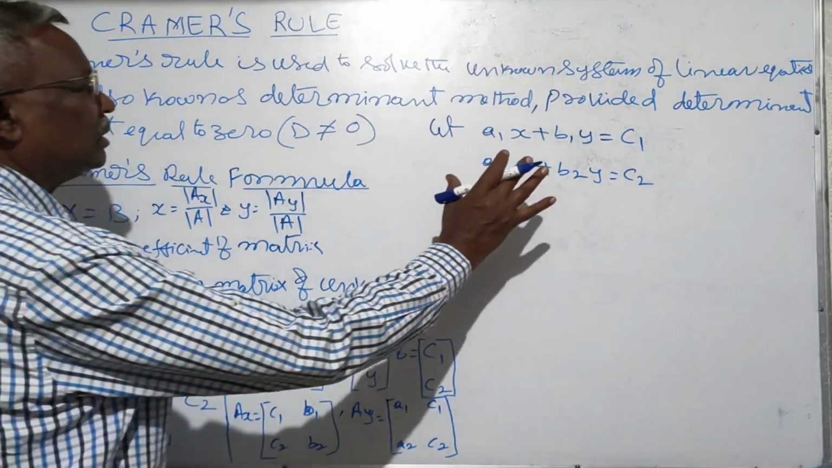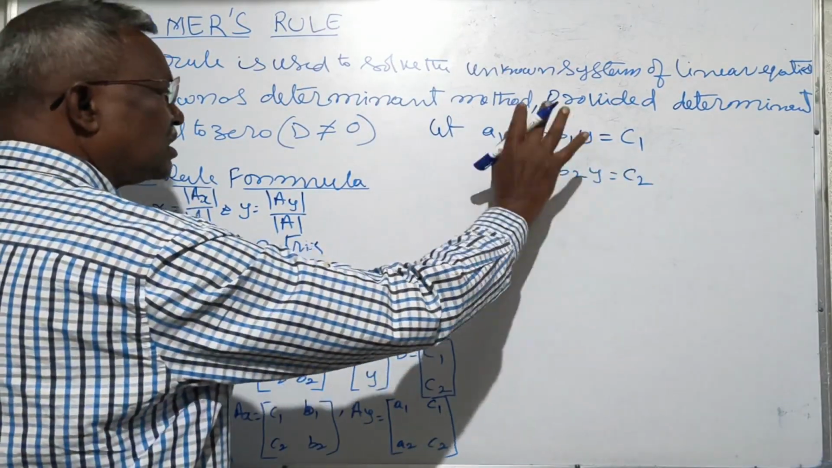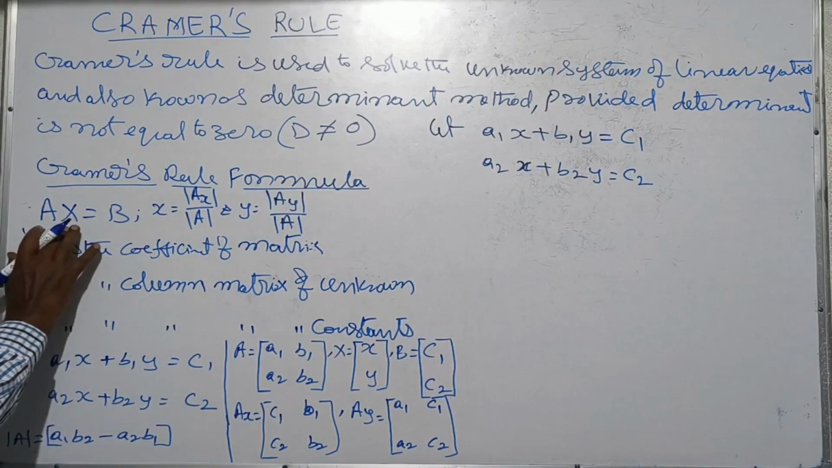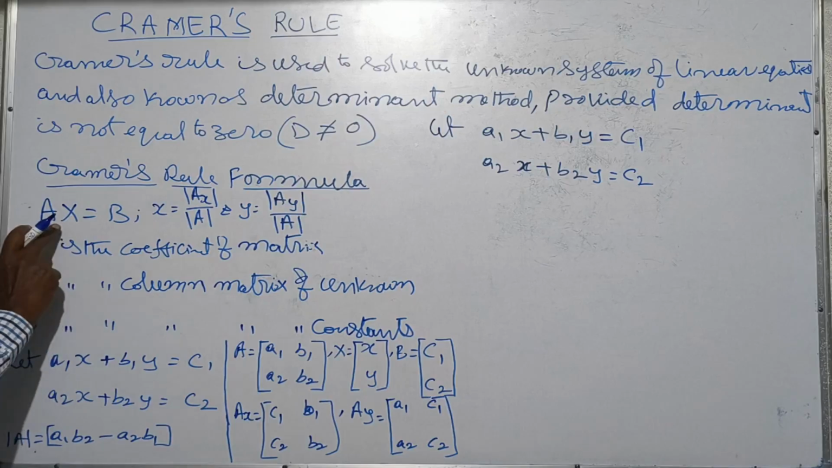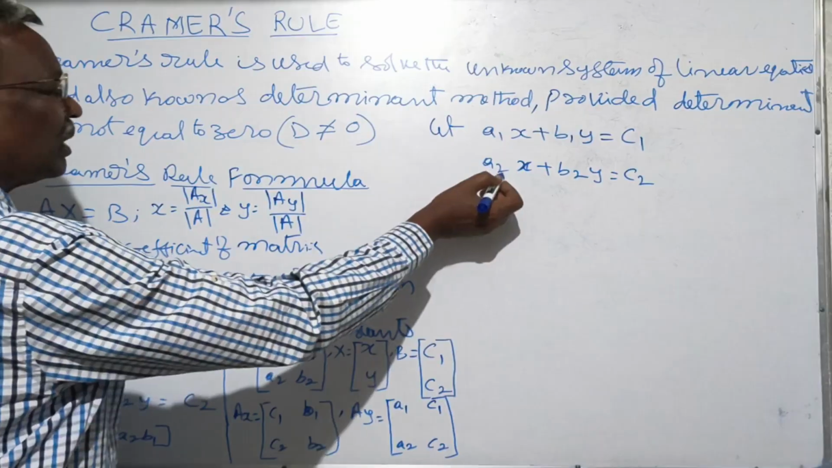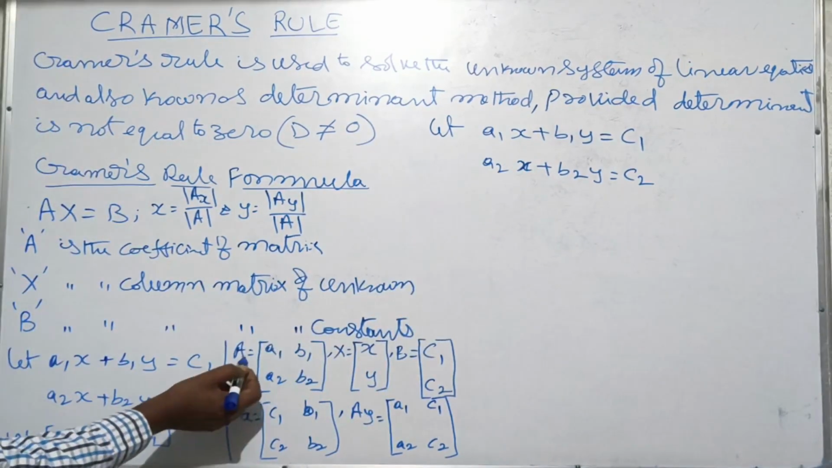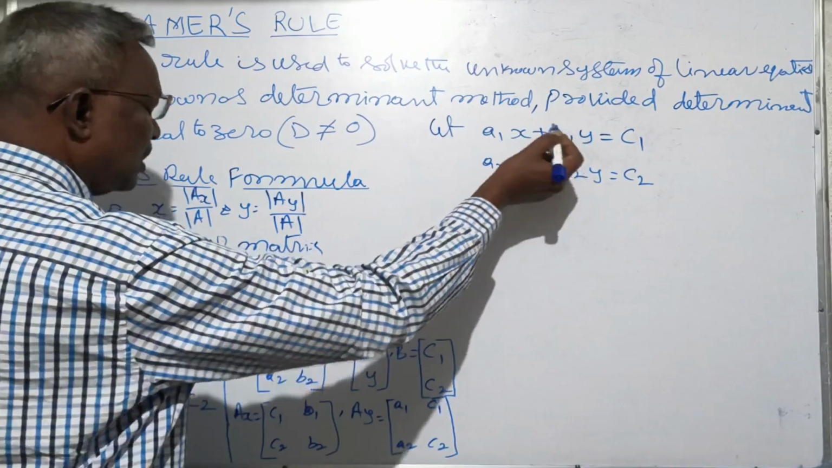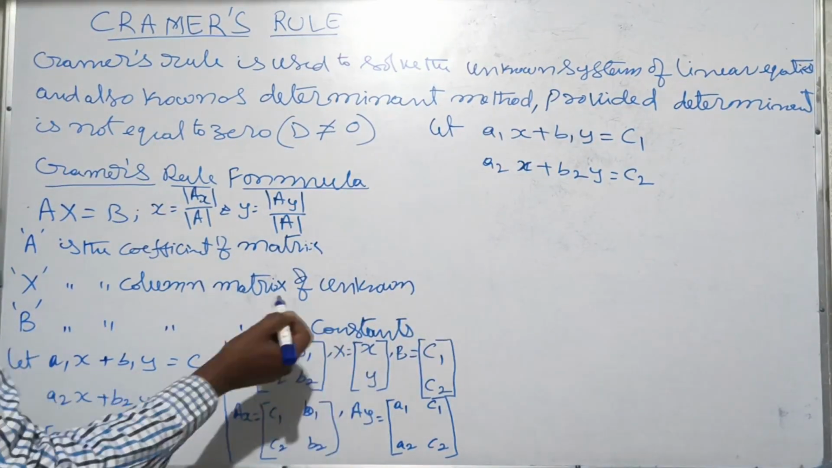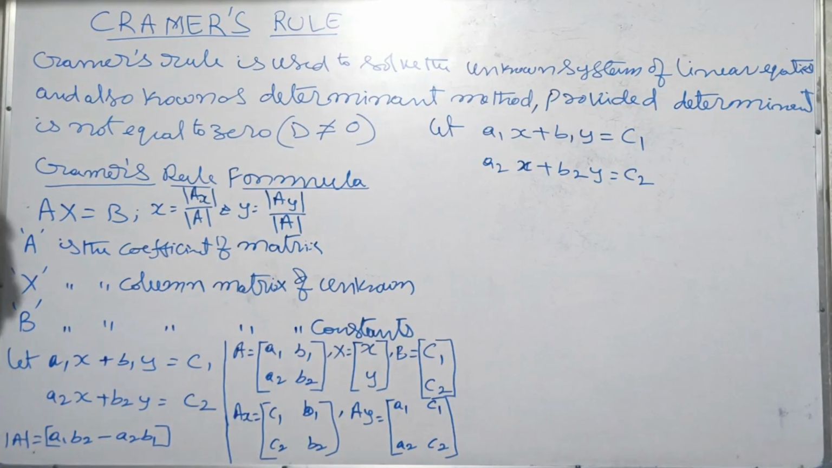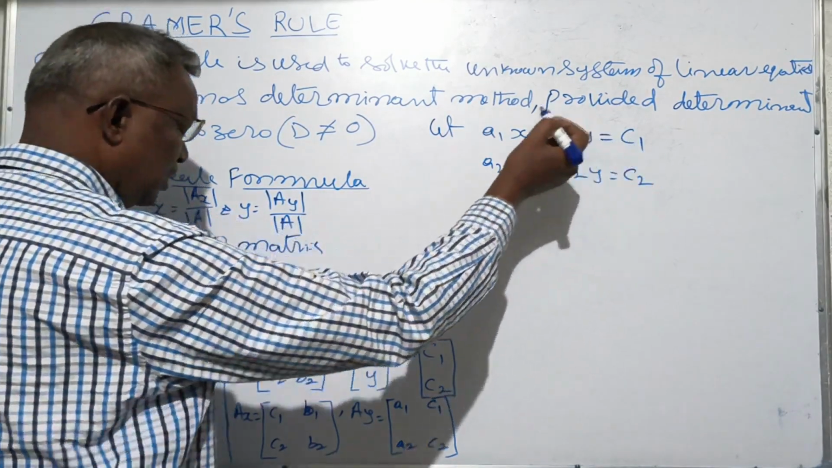Next, to solve a system of either second order or third order linear equations as per Cramer's rule, AX is equal to B. What is A? A is the coefficient matrix, that is a1 b1, a2 b2. Next, X is the column matrix of unknowns, x and y. Then B is the column matrix of constants, that is c1, c2.